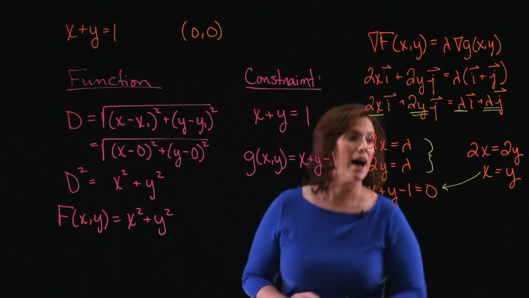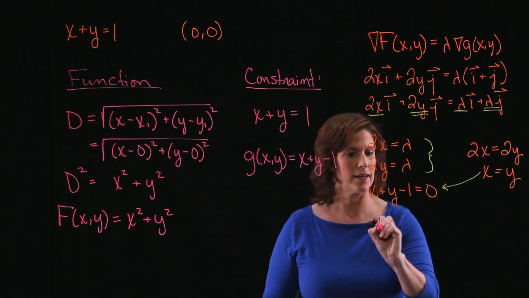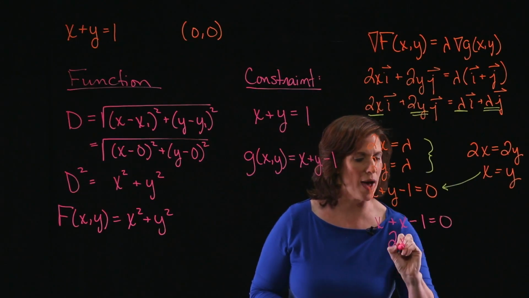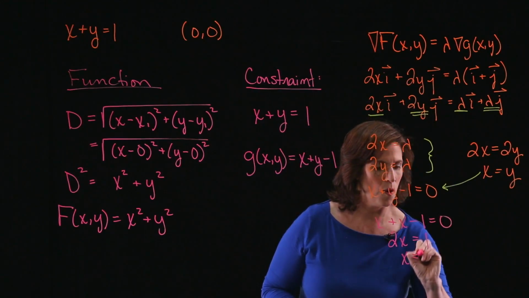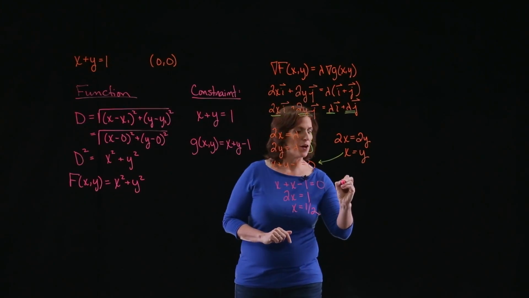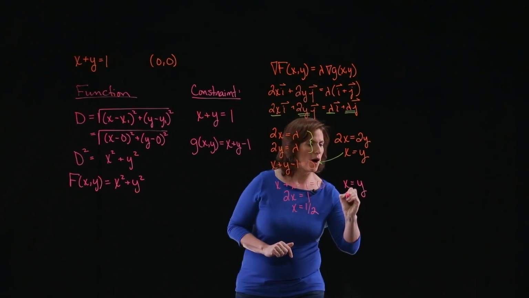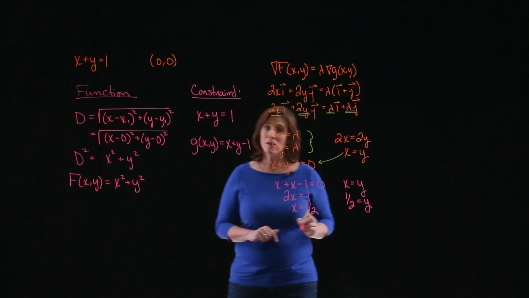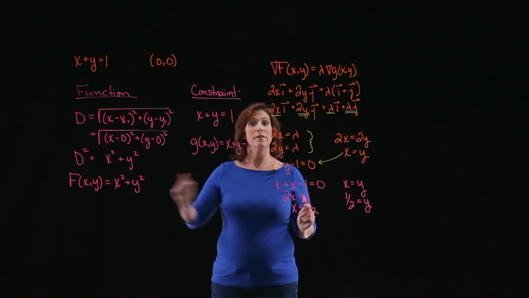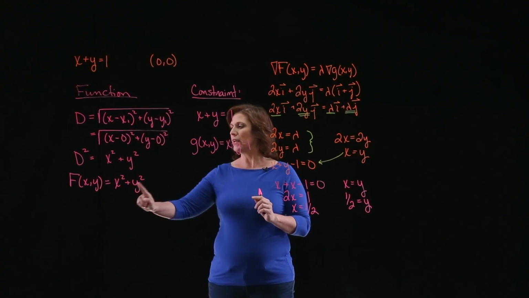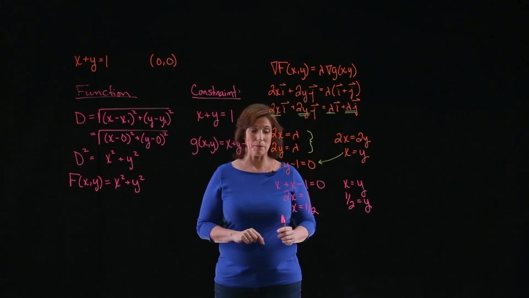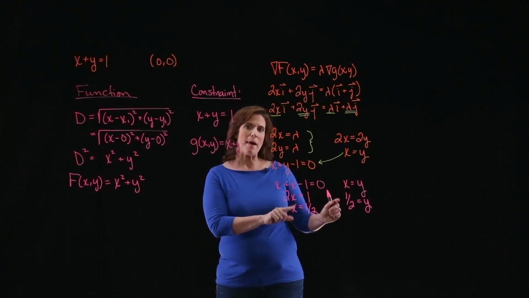So when I do that, I know that x plus x minus 1 equals 0, which means that 2x equals 1, or x equals 1/2. And if x equals 1/2, I know that since x equals y, y is also going to equal 1/2. This will give me the minimum of my function. You can tell by looking at the function and its constraint that this will be a minimum instead of a maximum.